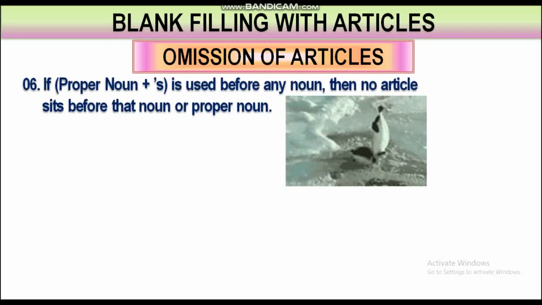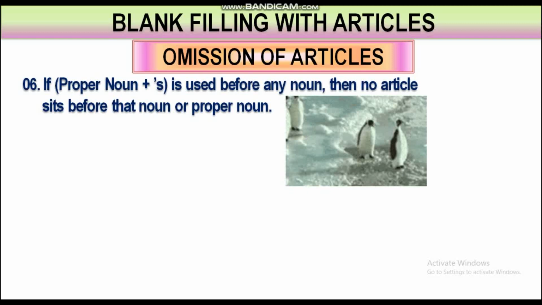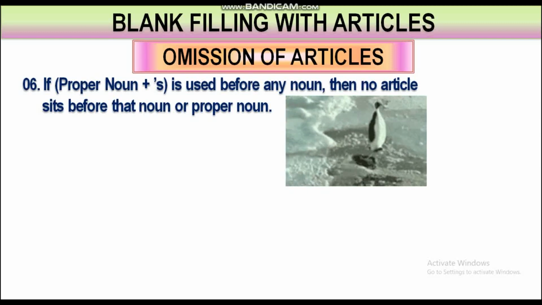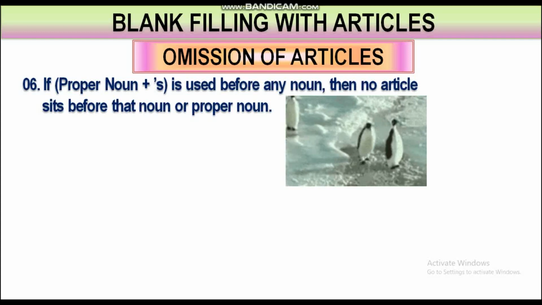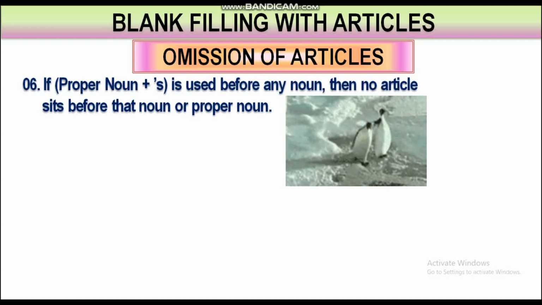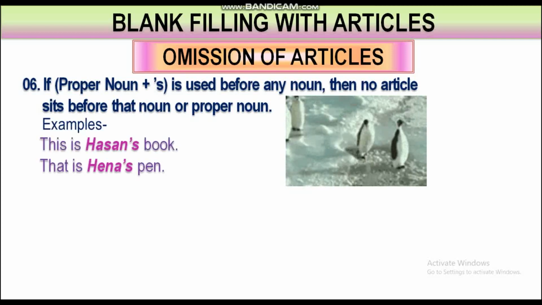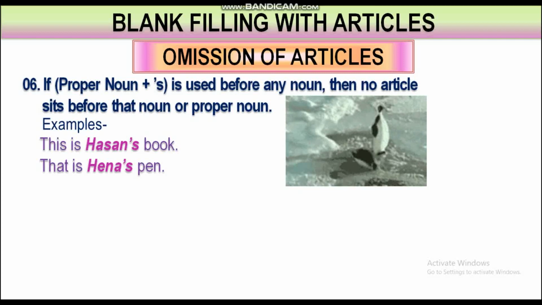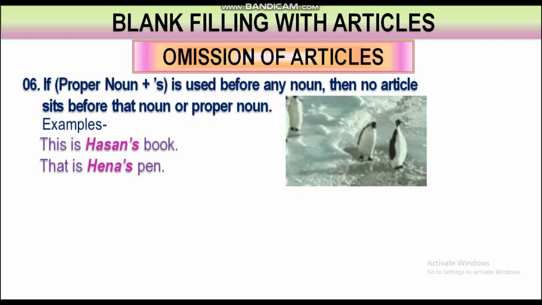Number 6. If proper noun plus apostrophe s is used before any noun, then no article sits before that noun or proper noun. For example, this is Hassan's book. That is Hena's pen.